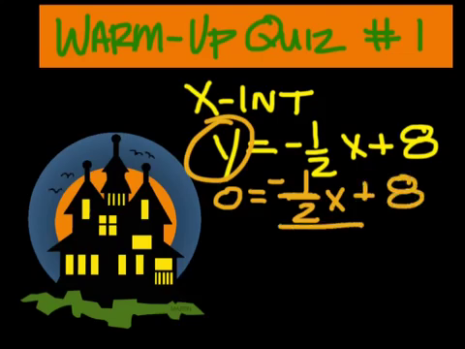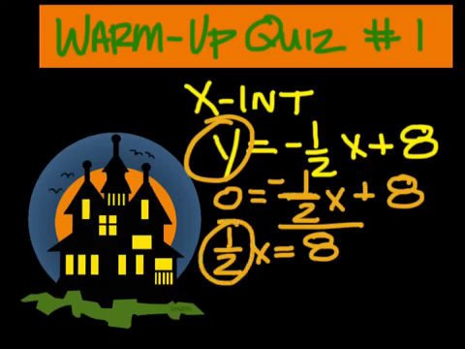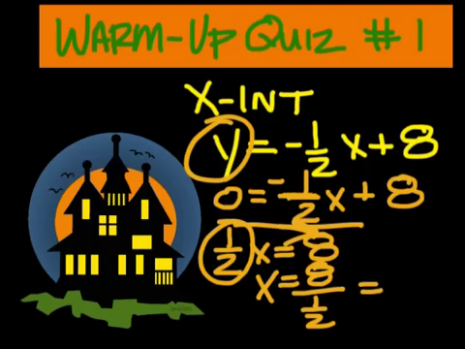Move this to the left side, make it a positive. Half x equals 8. 1/2 of something equals 8 is not 4. You are not multiplying a half by 8. You are dividing 8 by 1/2. The answer should be 16.